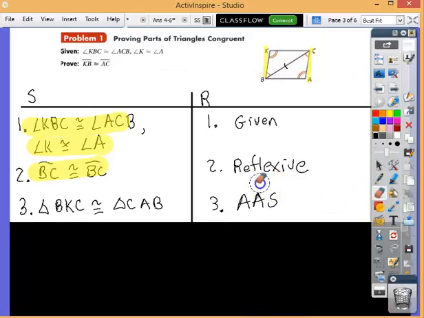Be very careful when you're writing your triangle congruency statements. Make sure that all your corresponding parts match up. The B had to match up with the C, the K had to match up with the A, and the C had to match up with the B. So it wouldn't be triangle BKC congruent to triangle BAC. It has to be triangle BKC is congruent to triangle CAB. Or I could have said triangle CKB congruent to triangle BAC.